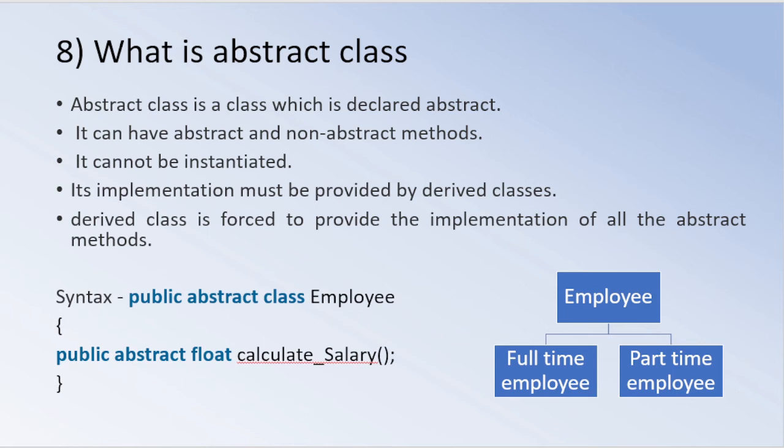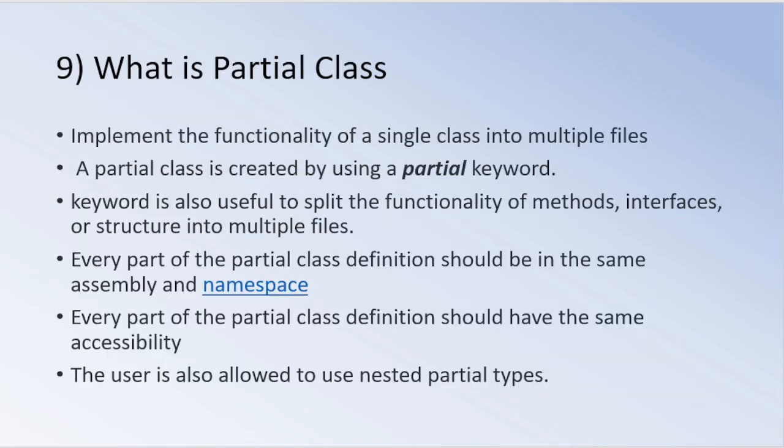So, with this note, let's move to our next question. That is question number 9. What is a partial class? A partial class is a special feature of C#. It provides a special ability to implement the functionality of a single class in multiple files. And all these files are combined into a single class file when the application is compiled. A partial class is created by using the partial keyword. This keyword is also used to split the functionality of a method, interface, or structure into multiple files.